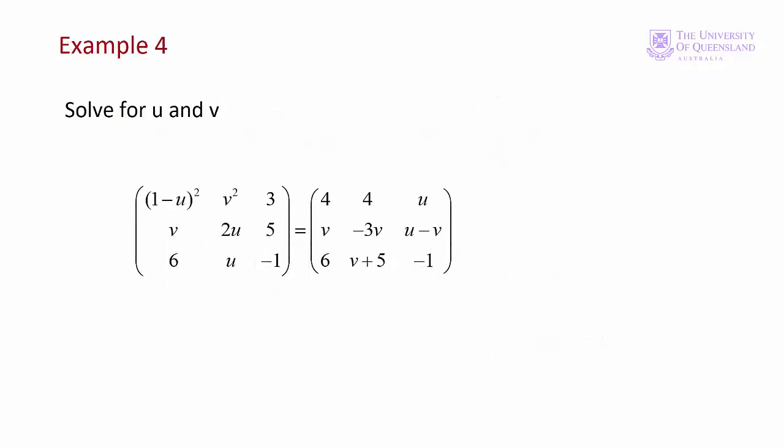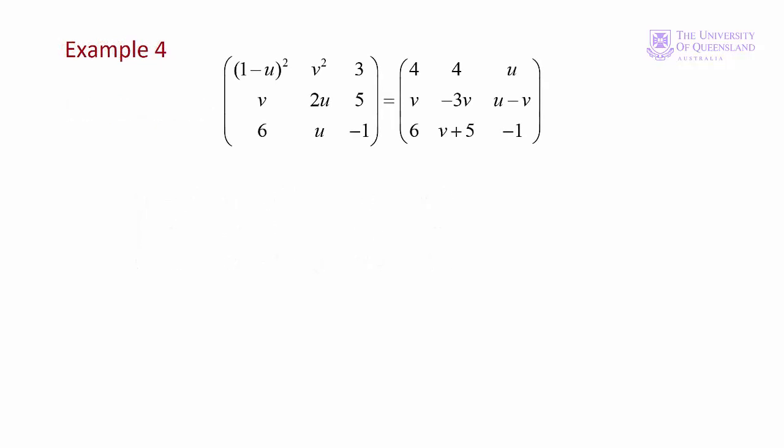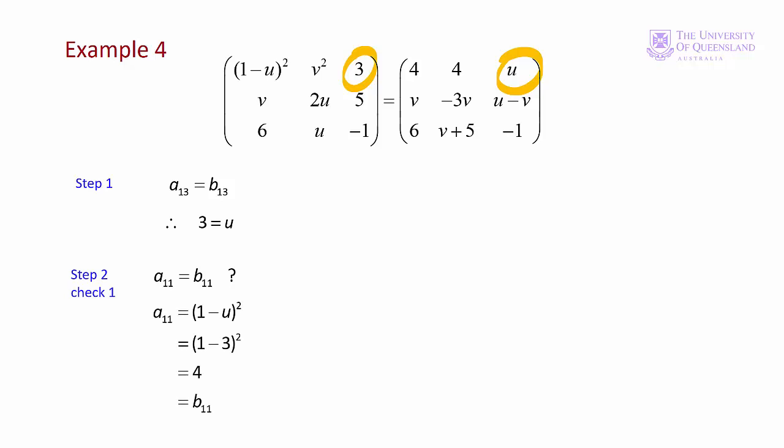Example 4 illustrates how, when we have equal matrices, the corresponding elements are equal. We use this fact to solve for U and V. Naturally, we start with the simplest case. We know that A13 is equal to B13. That implies U equals 3. We can check that. We have A11 is equal to B11. A11 is equal to 1 minus U squared. That's equal to 4. B11 is also equal to 4.